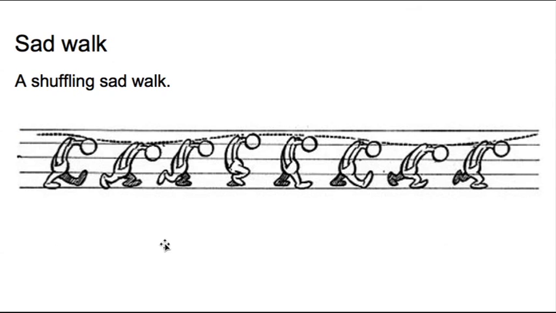Here's another example of the same thing. This is from Preston Blair's excellent book on animation. And this is a sort of shuffling, sad walk of someone. You can see the dejected body. There's no facial expression here, nothing on the face at all, but we can tell just from the pose of the body that this is a sad person walking. And this would probably again be on a slow tempo.